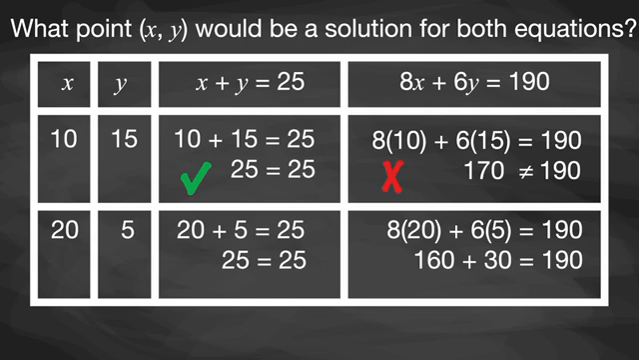Next, try X equals 20 and Y equals 5. This works for both equations, so the point (20, 5) is a solution for the system. A table can be a great way to organize testing points for a system.